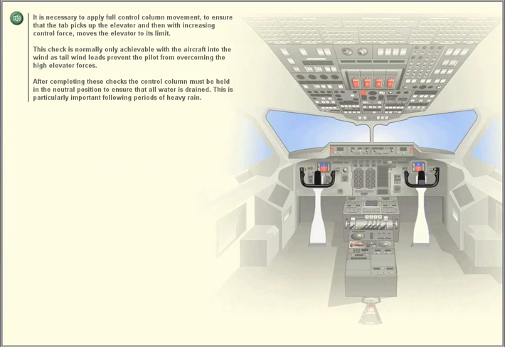It is necessary to apply full control column movement to ensure that the tab picks up the elevator and then with increasing control force moves the elevator to its limit. This check is normally only achievable with the aircraft into the wind, as tailwind loads prevent the pilot from overcoming the high elevator forces.